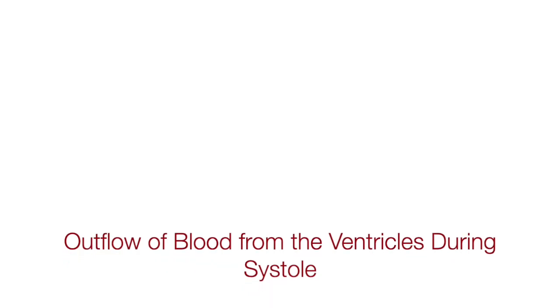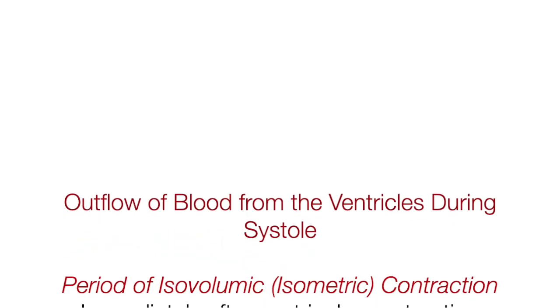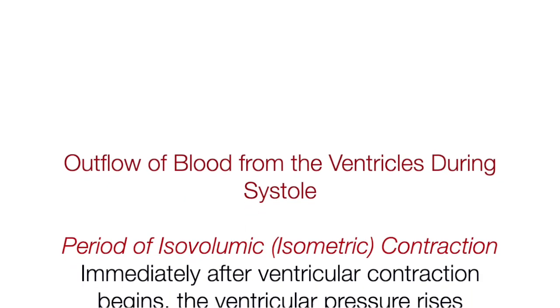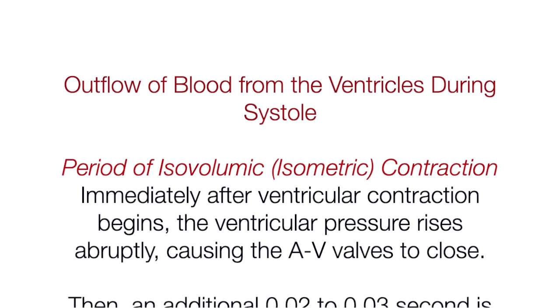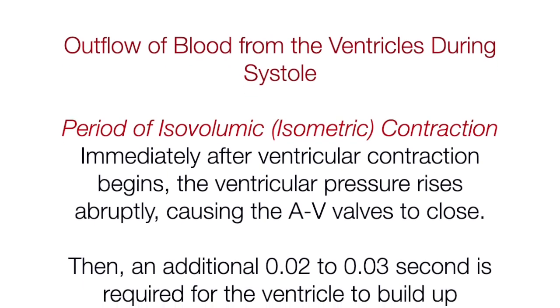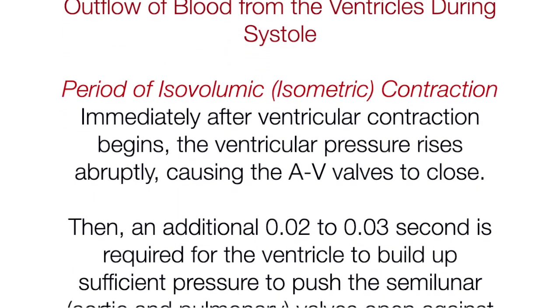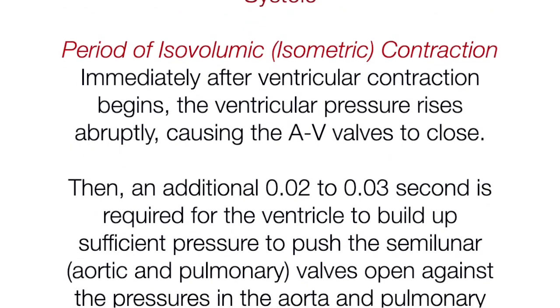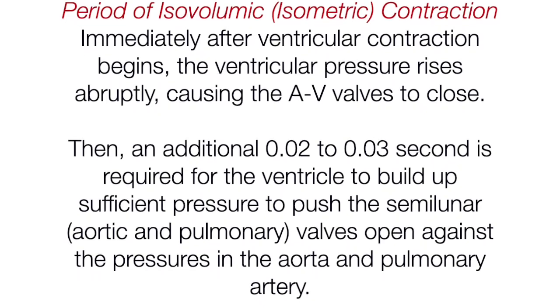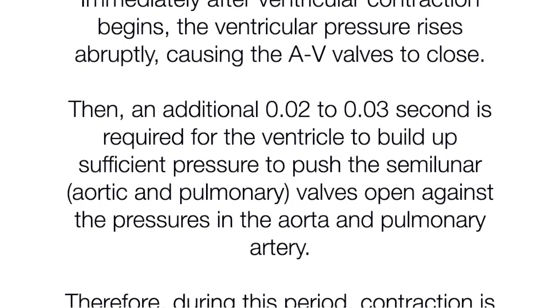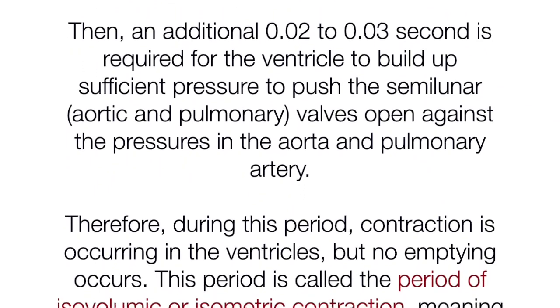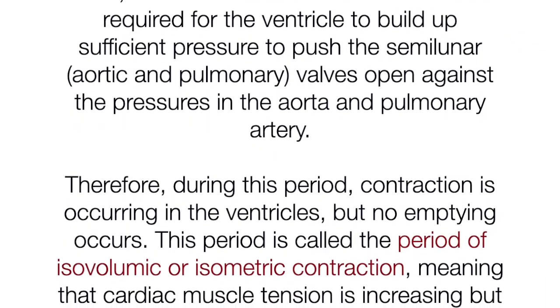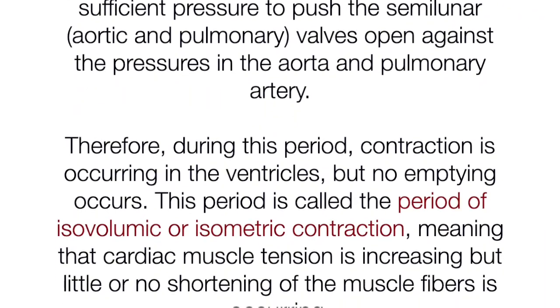Outflow of blood from the ventricles during systole. Period of isovolumic or isometric contraction. Immediately after ventricular contraction begins, the ventricular pressure rises abruptly, causing the AV valves to close. Then, an additional 0.02 to 0.03 second is required for the ventricle to build up sufficient pressure to push the semilunar, that is aortic and pulmonary, valves open against the pressures in the aorta and pulmonary artery. Therefore, during this period, contraction is occurring in the ventricles, but no emptying occurs.